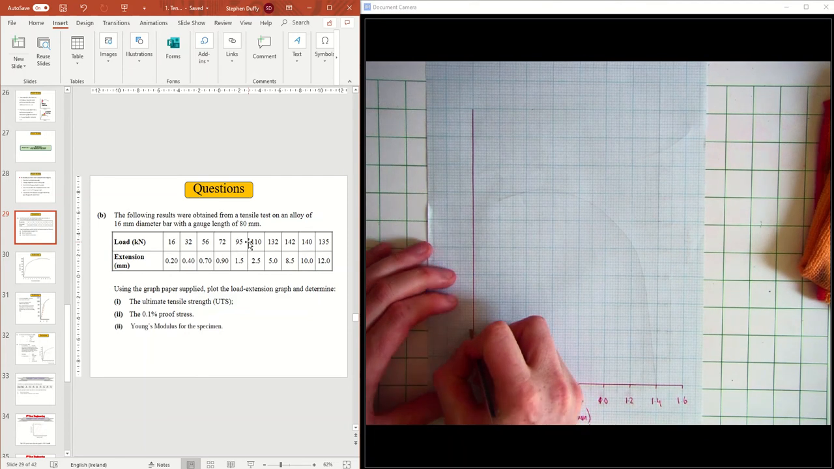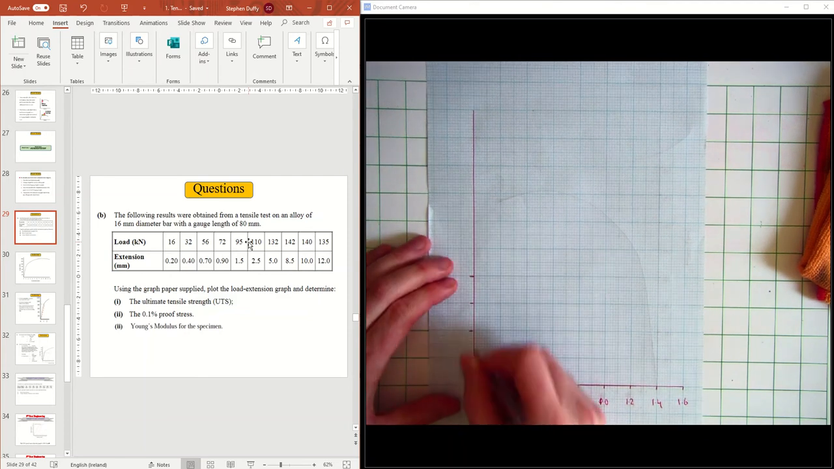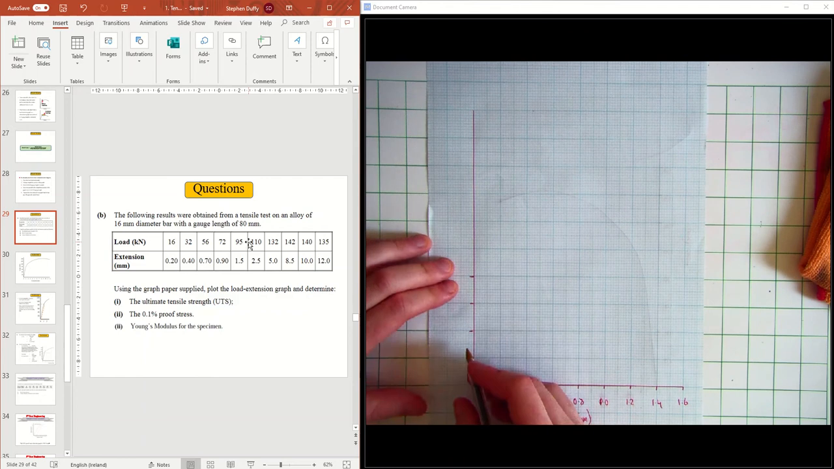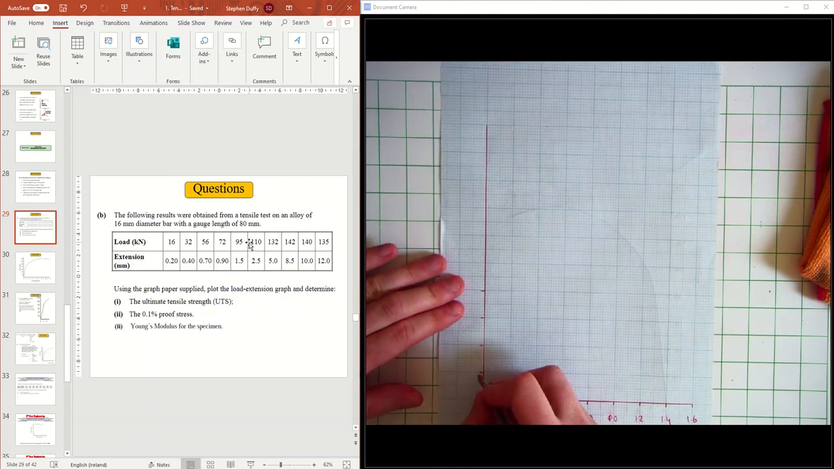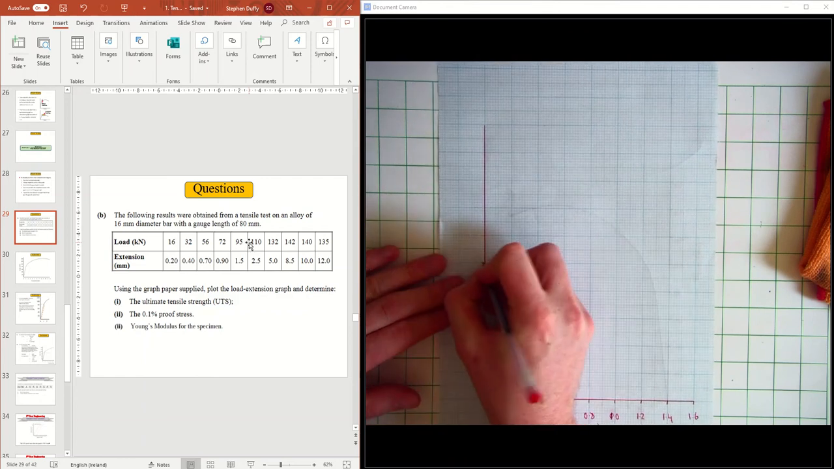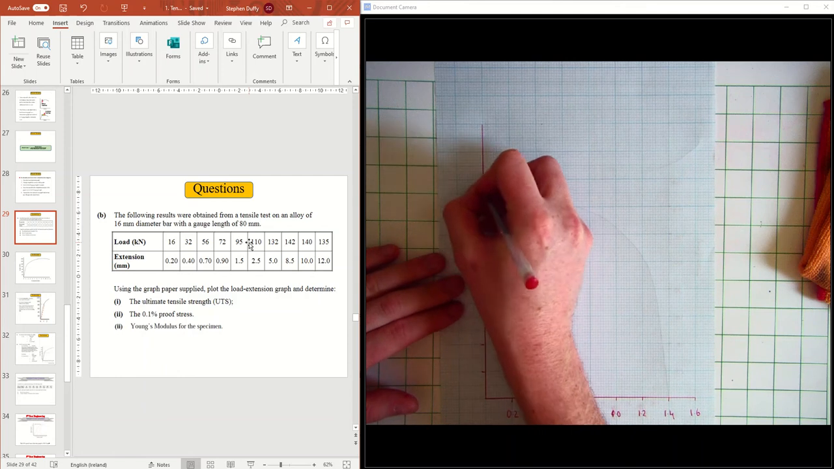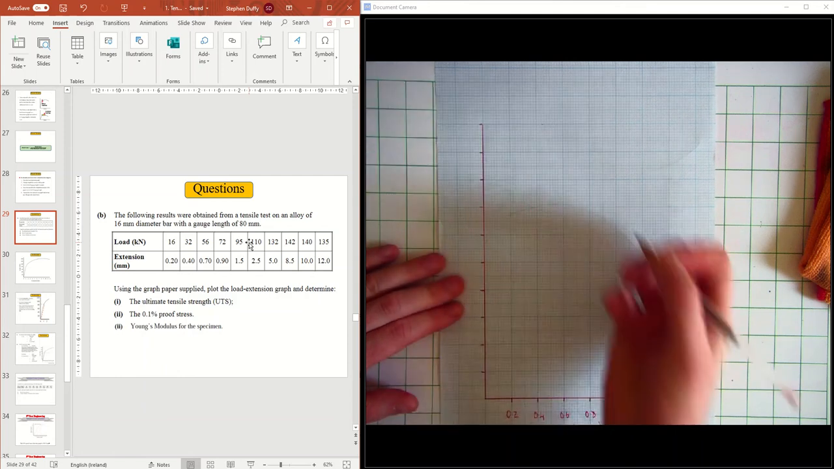So I could go maybe 10, 20, 30, 40. Again, I'm just marking them out first without actually putting in the values, so if it doesn't work out, we can change it. So 10, 20, 30, 40, 50, 60, 70, 80, 90, 100. Okay, so that works fine.